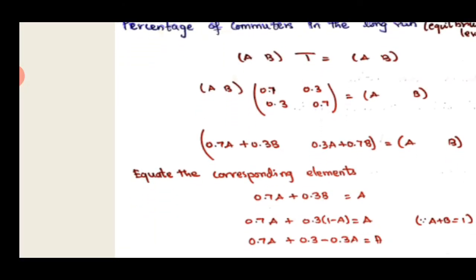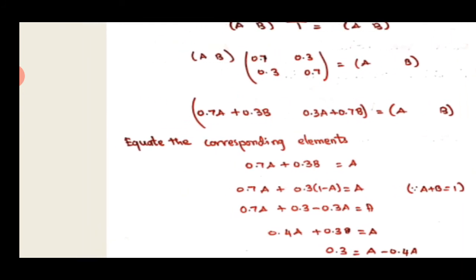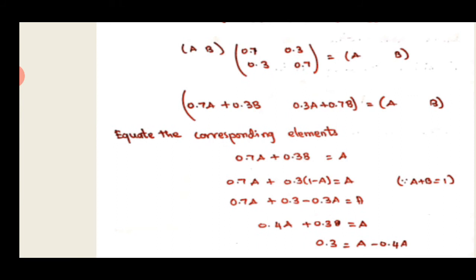Okay. Now take the first row. AB matrix is multiplied with the first column, 0.7 and 0.3, so you get 0.7A plus 0.3B. Next, take the AB matrix and multiply with the second column of the matrix. So you get 0.3A plus 0.7B, equal to AB on that side. Now these two matrices are equal, so we can equate the corresponding elements. The first element with the first element: 0.7A plus 0.3B equal to A.